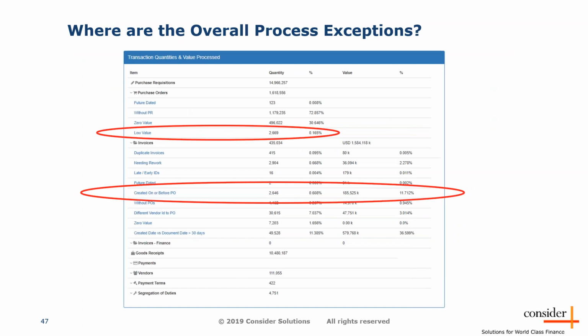And on the bigger picture, where are the overall process exceptions? Across the end-to-end process of P2P, from requesting through to fulfillment, through to payment, a range of different analytics, a range of checks indicating patterns within the process where it's deviating from the process as we have designed it and as we expect it to be executing.